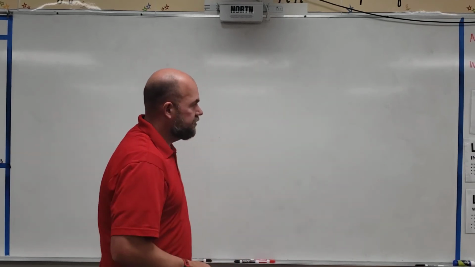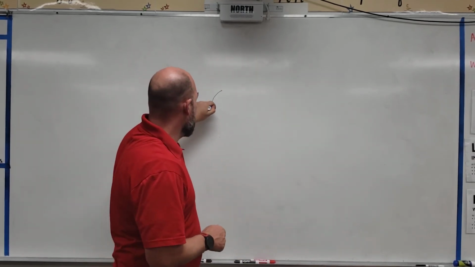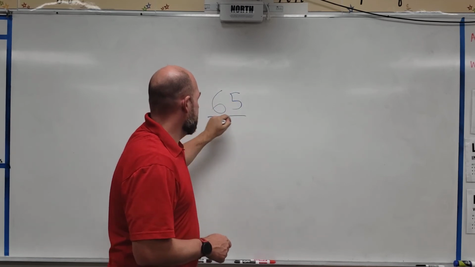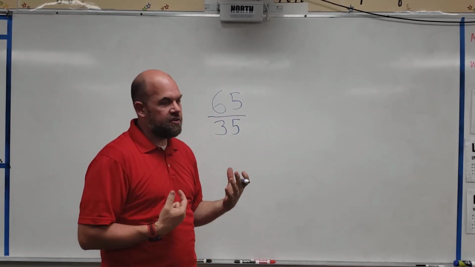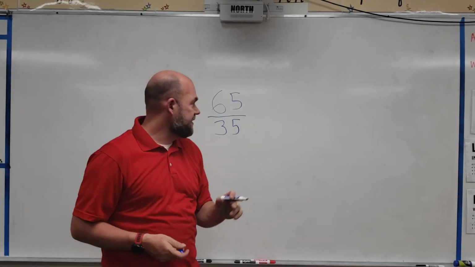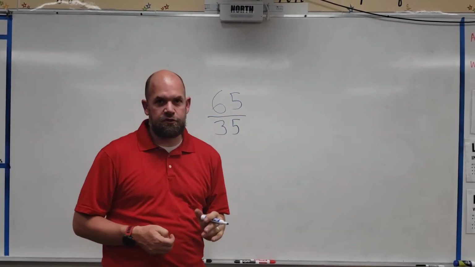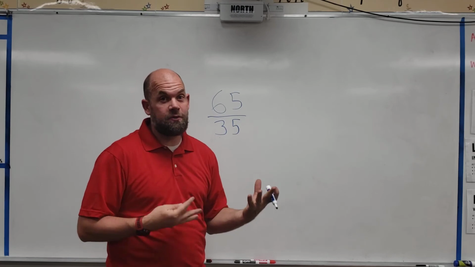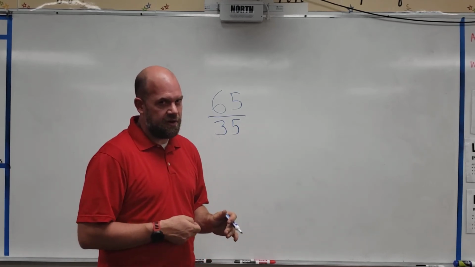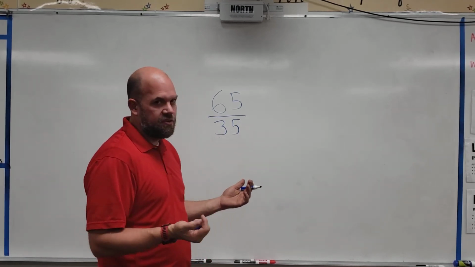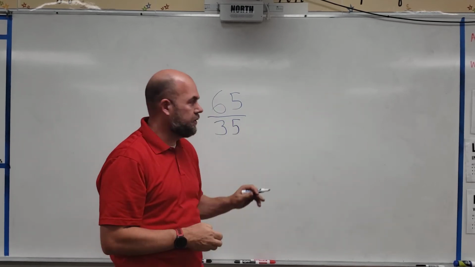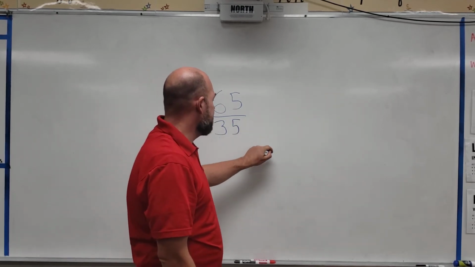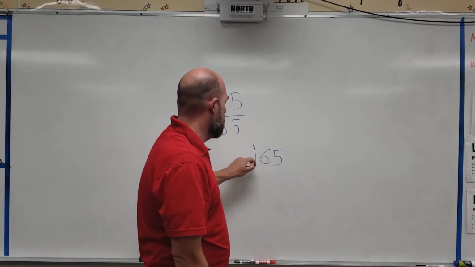Okay, let's do one more. 65 over 35. Now immediately on this one, when I'm thinking of the greatest common factors to reduce this, I see that it ends with a 5 and a 5. So I'm going to think 5 is a common factor. I don't know if it's the greatest common factor, but let's start with that one, because that way we don't have to list out all the factors, which is going to be hard in a big number like 65. But to do 65 divided by 5, we can do that pretty quick.